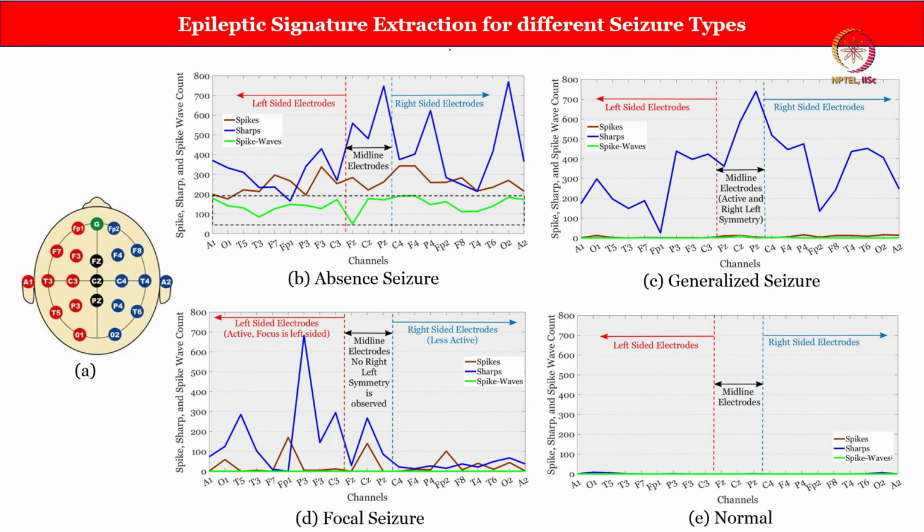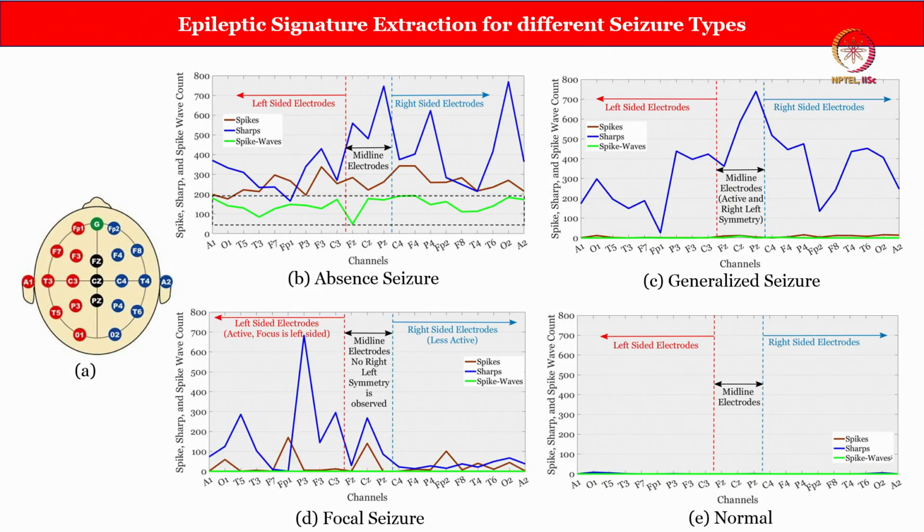Of course, the sharps are a little bit larger, the counts are more, but so are the spikes and spike waves. But in the case of generalized seizure, we were not able to see any spike waves or spikes, only sharps were observed, right, and also uniformly. You can see on the right side, left side, kind of uniform. So, this is what we call a generalized seizure, when the spike waves and the spikes are not observed. But when we observe all three things, spikes, sharps and spike waves, we called it an absence seizure.